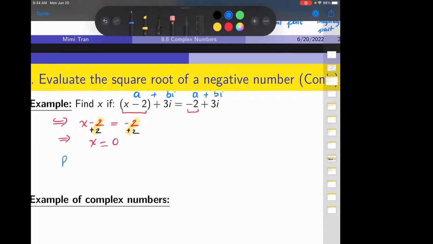Remark: a plus bi equals c plus di, where a, b, c, d are real numbers, if a equals c and b equals d. So the real component equals the real component, and the imaginary component equals the imaginary component. Just that simple.